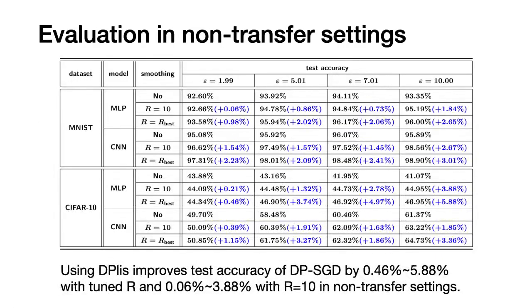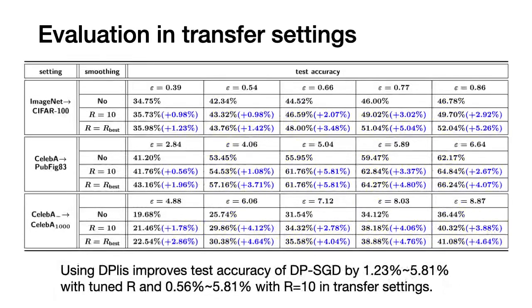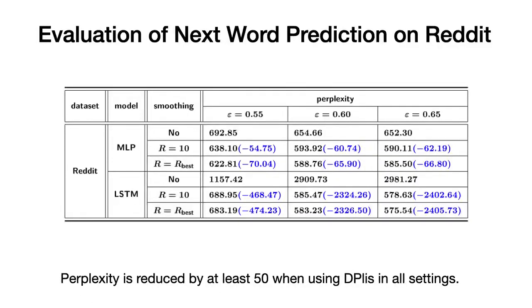In non-transfer settings, DPlis boosts the accuracy by up to almost 6% with tuned smoothing radius R, and up to almost 4% with a fixed radius. In transfer settings, the absolute improvement varies from about half a percentage to almost 6%. On Reddit, which is an NLP task, the perplexity is reduced by at least 50 when using DPlis in all settings.